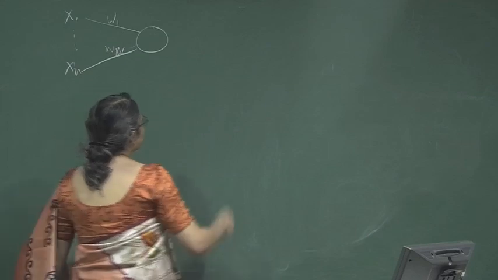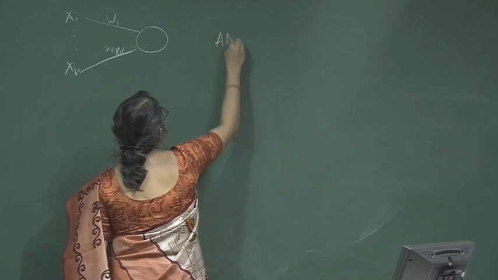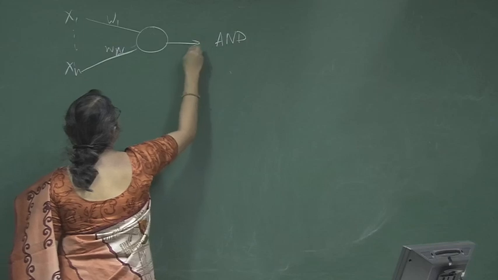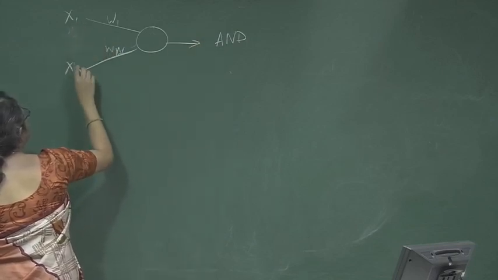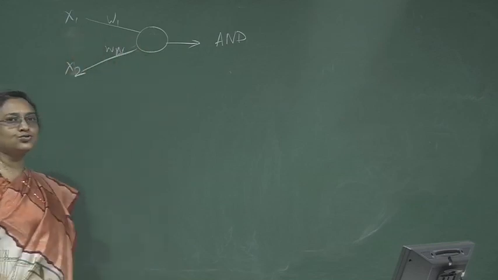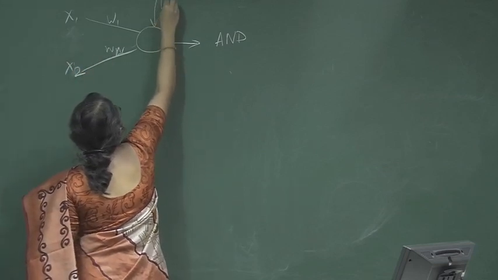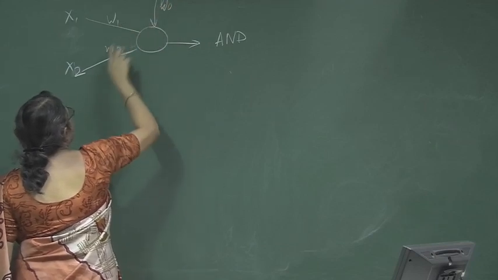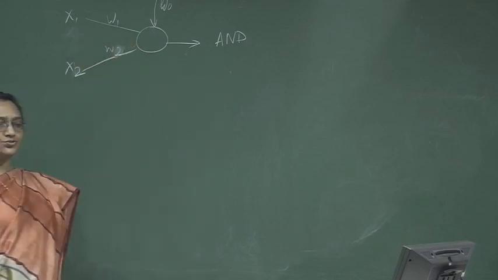For example, perceptrons can be used to represent gates like AND. Suppose there are two inputs x1 and x2, and you want to output 1 if both x1 and x2 are true. Then you can set the weights and the threshold such that the result will be 1 only when x1 and x2 are 1.